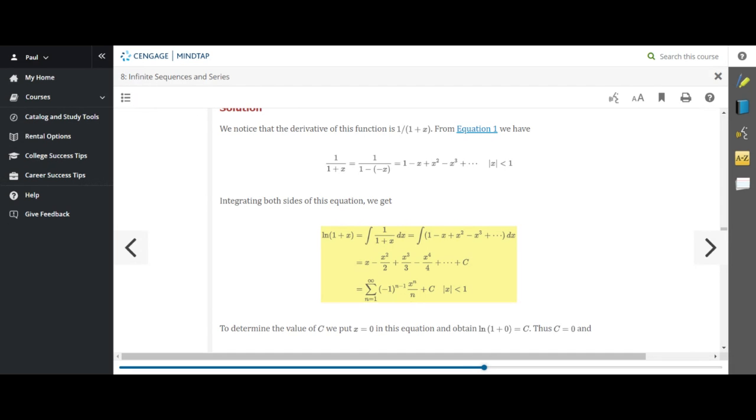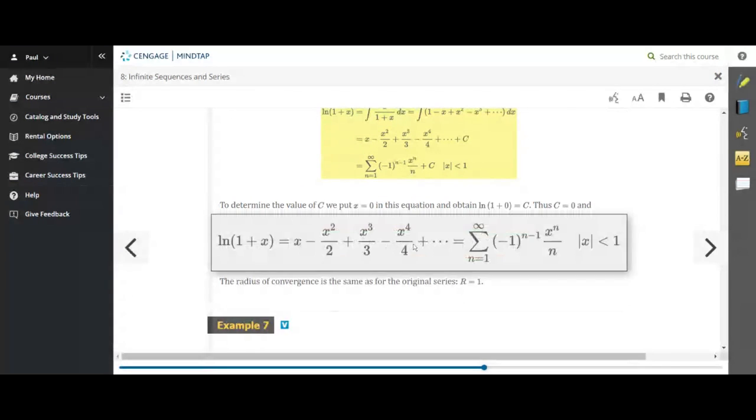And so effectively now you've verified this power series for the natural log of 1 plus x. You can use this power series to help you with certain problems in section 8.6. This is a result that we've established, and we can use it.